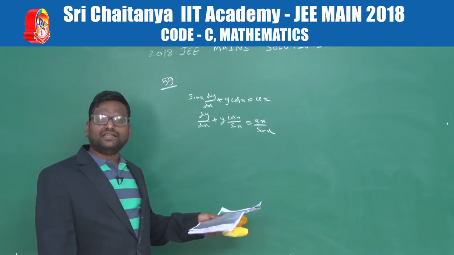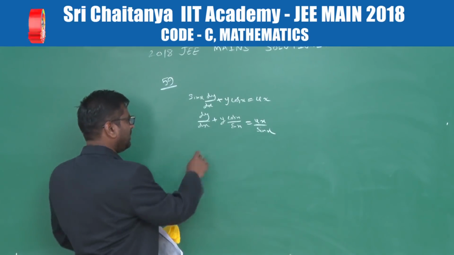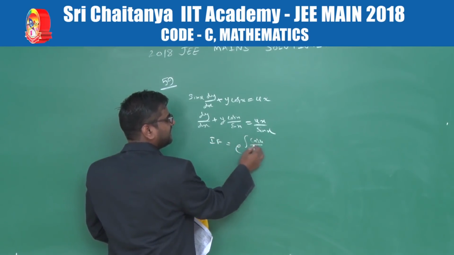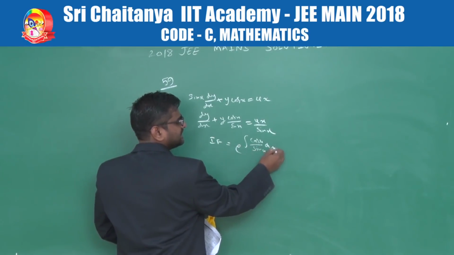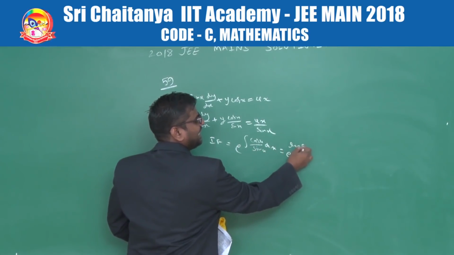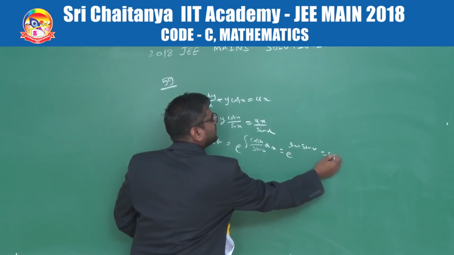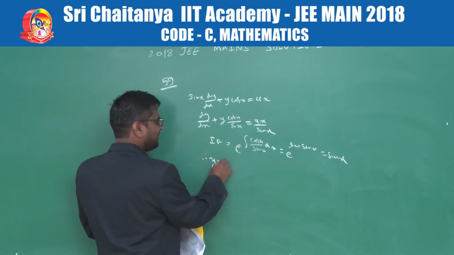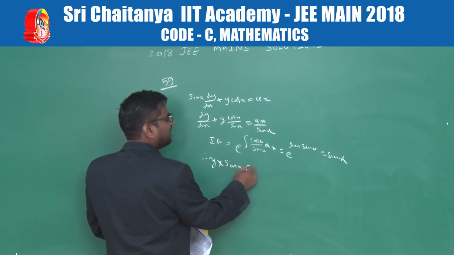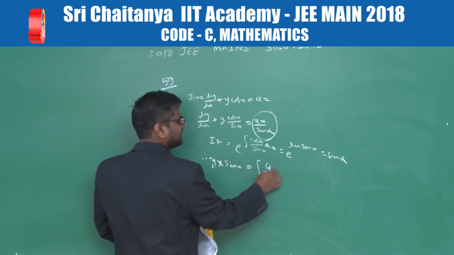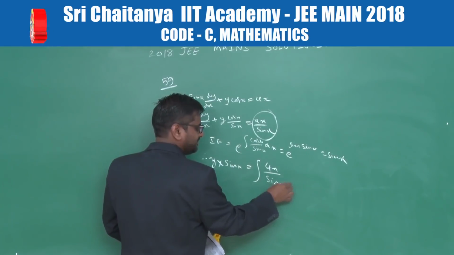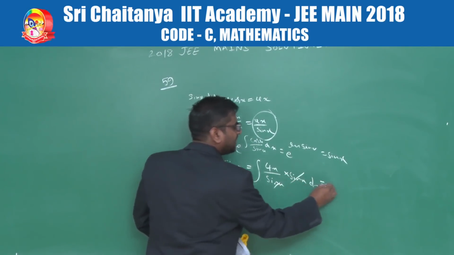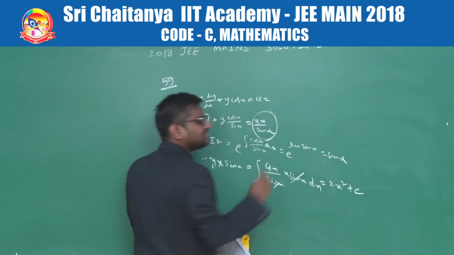So, this is clearly a linear differential equation. The integrating factor is given by e power integral cos x by sin x dx, that is equal to e power ln sin x, that is equal to sin x. Therefore, the solution is given by y into IF equal to the integral of the other side function into IF dx, that is equal to 2x square plus c.